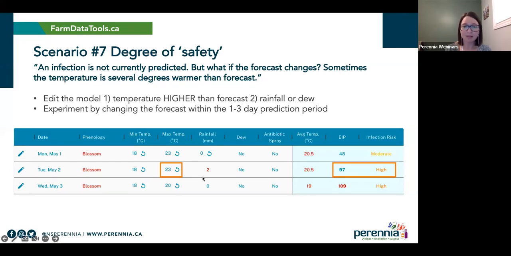But then what happens if it's actually 24 degrees? Well, then you're easily over 100 in this case, and an infection would be predicted. So then you would ask yourself, how comfortable am I if the forecast is 22 degrees, but what if it actually gets warmer? So when you're getting close to 100 EIP, that's when you have to start making some decisions, and the model can help you determine your degree of safety. So you can definitely play around with the forecast, especially in that 1 to 3 day prediction period.